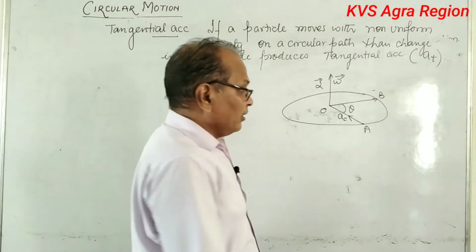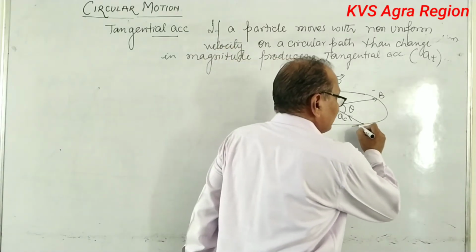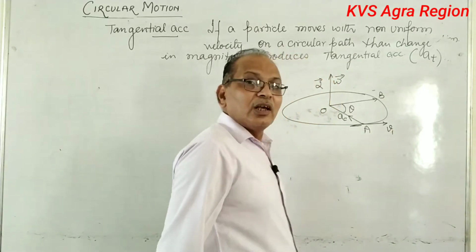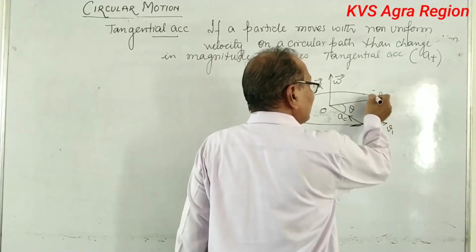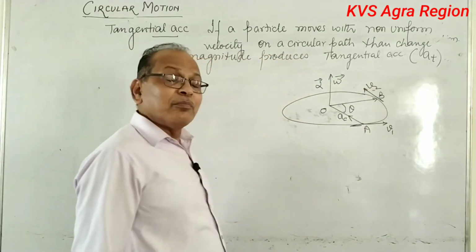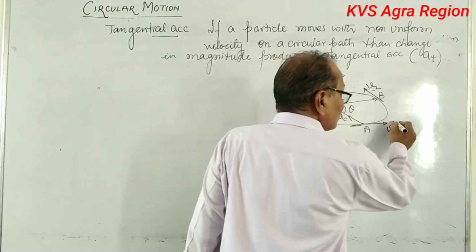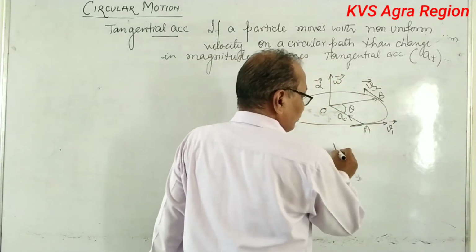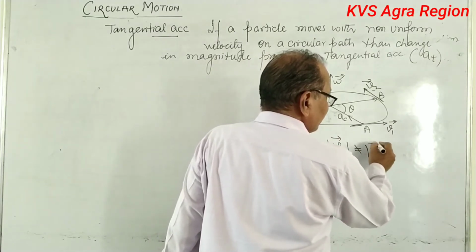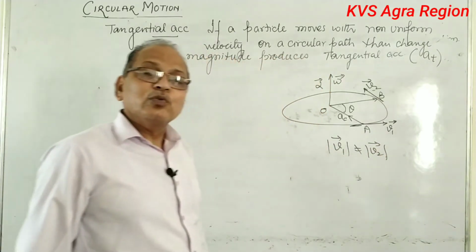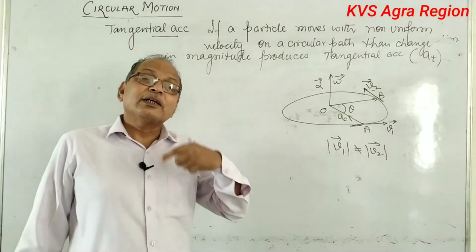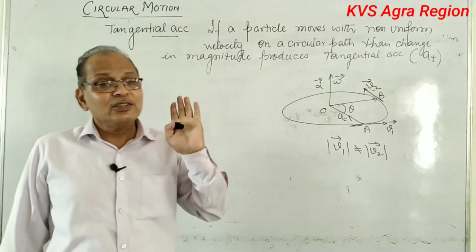At the point A, the direction of the velocity will be like this, it is v1. At the point B, the direction of the velocity is v2, and the magnitude of these two is also different, that is v1 vector is not equal to v2. Magnitude of the two vectors is different. Then only the acceleration so produced by the change in the velocity is called the tangential.